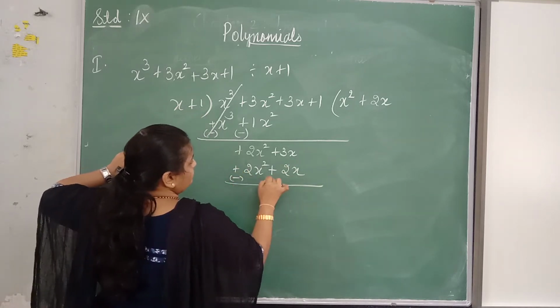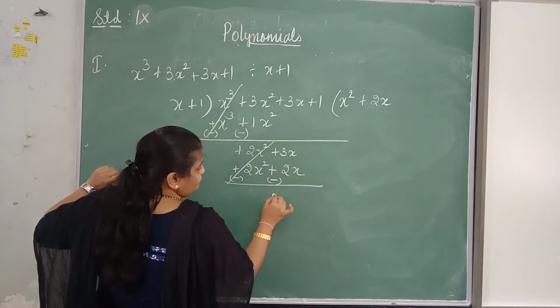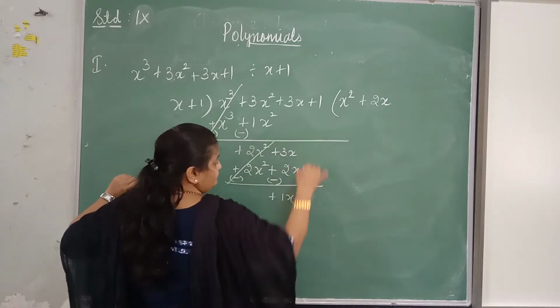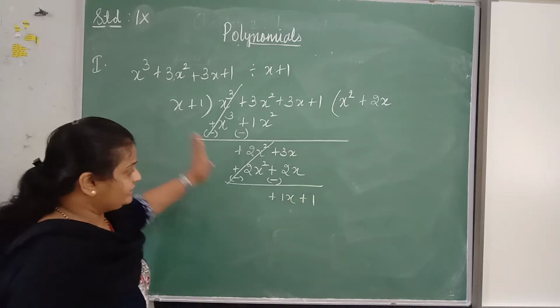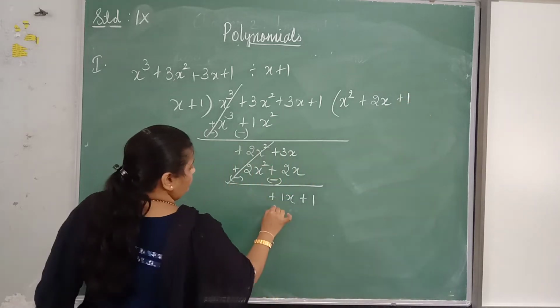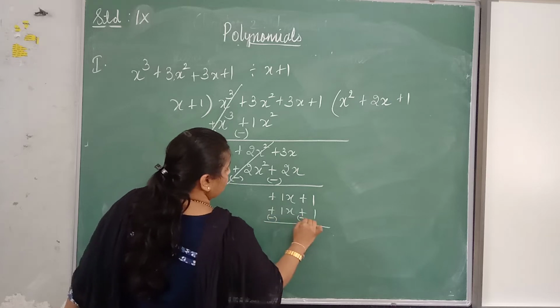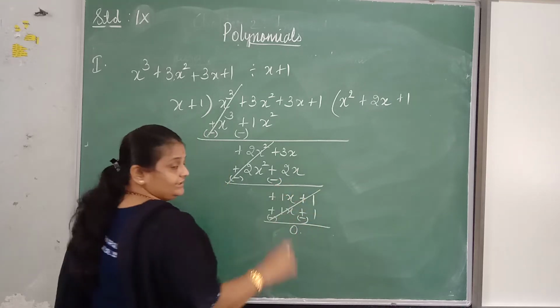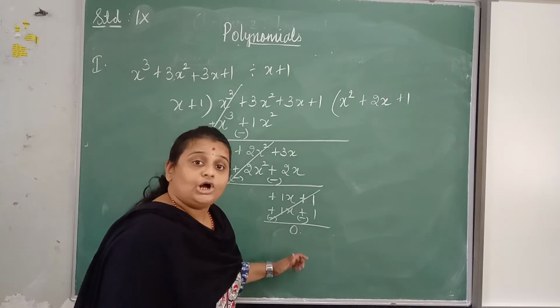Again change the sign. These two get cancelled. 3 minus 2, it is plus 1x. Then bring this plus 1 down. So here also I am having x plus 1, here also I am having x plus 1. I should multiply by plus 1. So 1x plus 1. Change the sign. Remainder is 0. So this is the answer you got by the long division method.